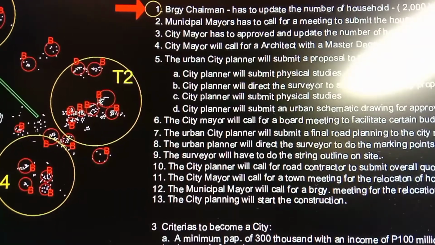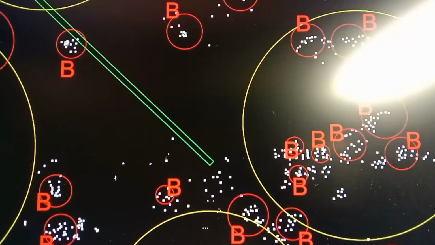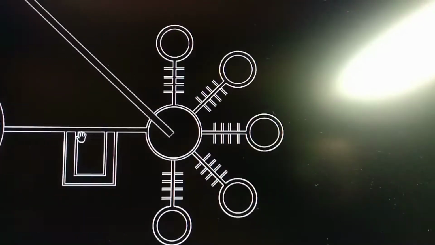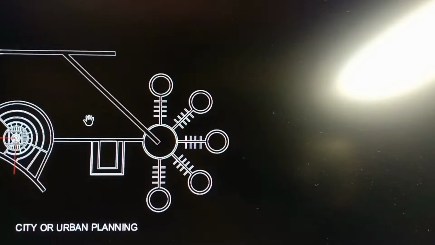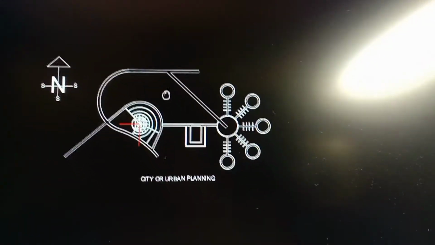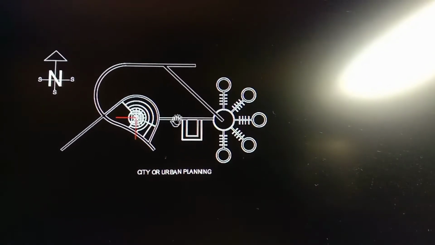Supposing this town here is just building houses anyhow without proper planning. Without proper planning, transportation is a problem: how to transport their products to the main city. So what the planners did is they came up with a certain design based on the survey. This is how they come up with a design of the city. Look at the design, it is very nice.